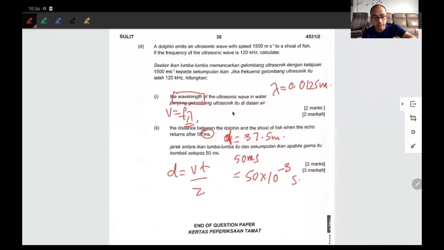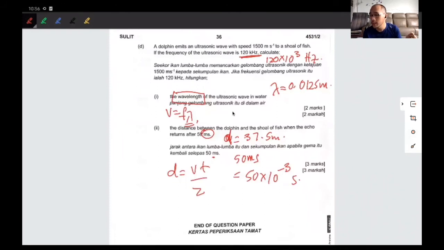Another thing you need to take note of is 120 kilohertz. It has to be 120 times 10 to the power of 3 hertz. So kilo is 10 to the power of 3, milli is 10 to the power of negative 3.